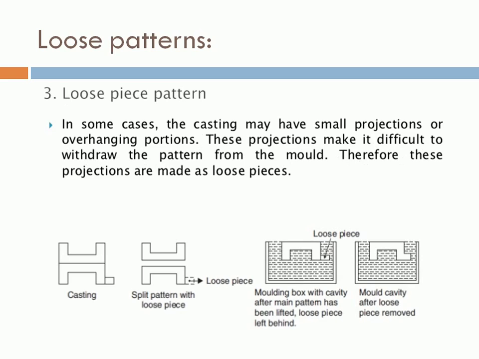So over here you can see the figure. In some cases the casting may have small projections or overhanging portions. So the projections make it difficult to withdraw the pattern from the mold. Therefore these projections are made as loose pieces. So over here you can see the loose pieces. So we can take the advantage of this casting process. In some cases casting may have small projections, right? So this type of projections or overhanging portions, and these projections make it difficult to withdraw.